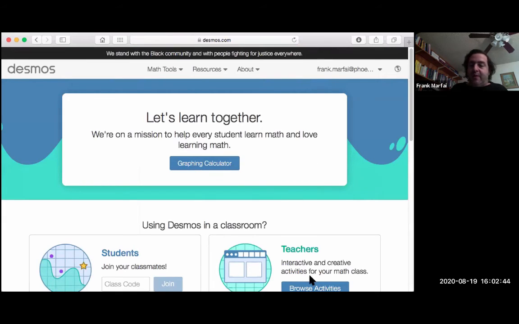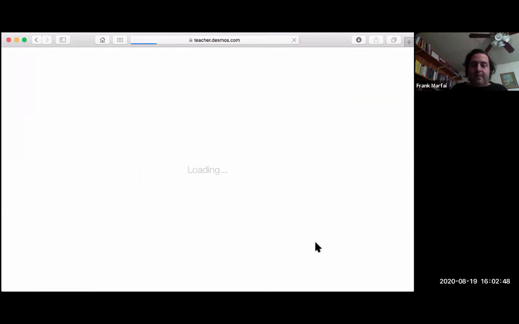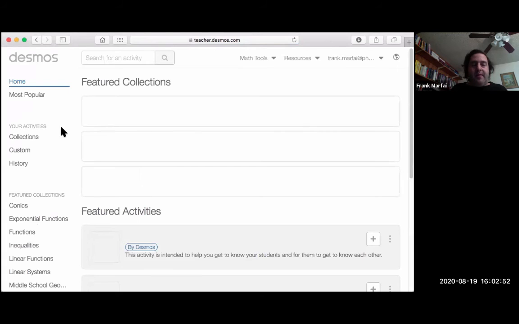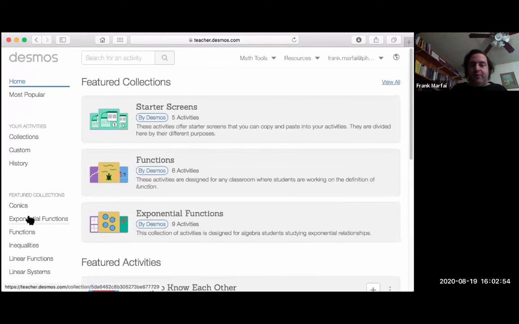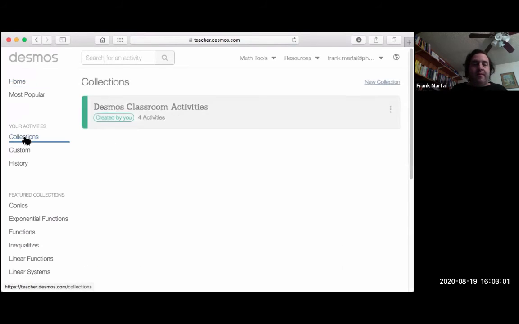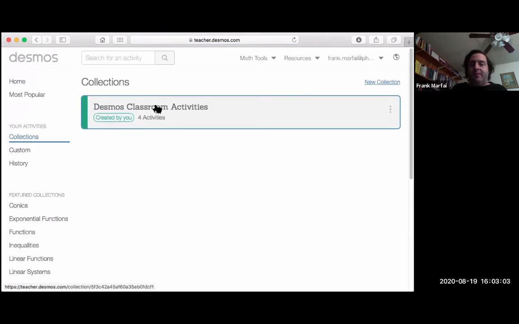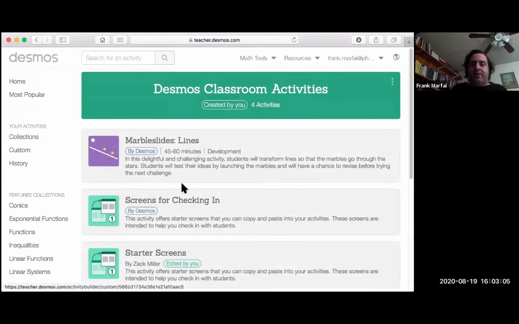So over here, we have teacher activities. So you can also do pre-built activities. And for example, it has collections that Desmos distributes for free. And you can put it in your own private collection and add to it and also edit it. So like, for example, Desmos classroom activities. There's ones that they provided, then I made a copy, and it lets you edit it or use it as is.